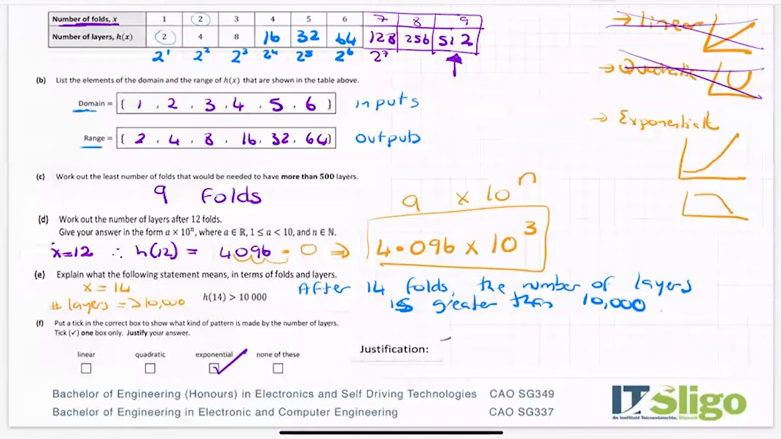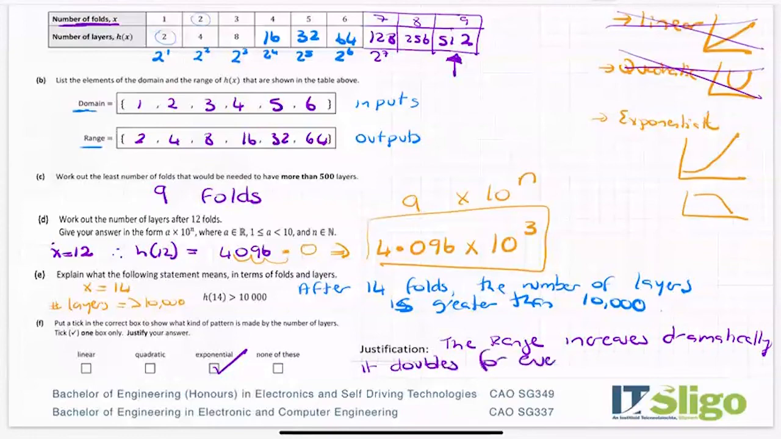because the range increases dramatically. It doubles for every value of x, or for every fold, whichever way you want to say it.